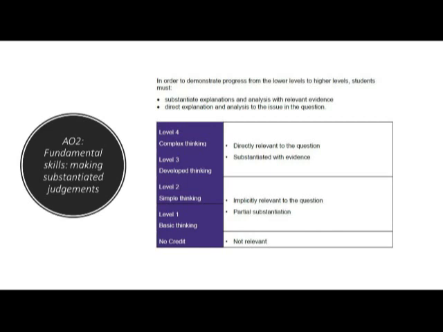Is developing a substantiated judgment. So in other words, a well-supported judgment. I prefer the word judgment. I don't like the word conclusion. Judgment.